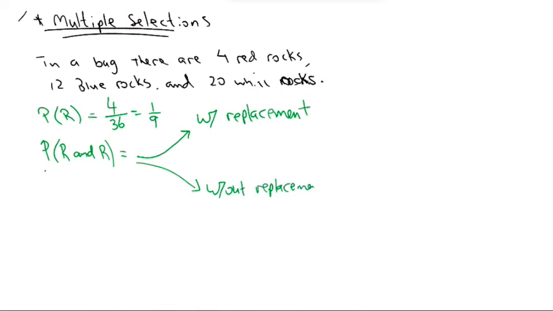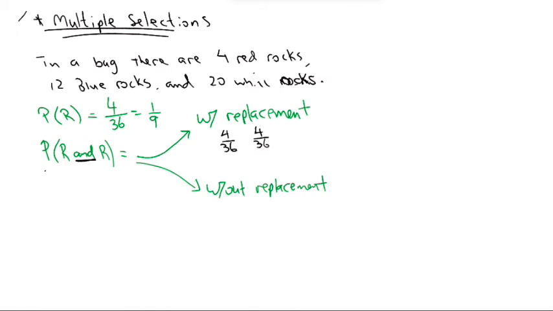There's other fancy words that go with it. This one is called dependent. This one is called independent. But I like with replacement and without replacement better. With replacement, the answer is this. What's the probability of selecting that first rock as red? 4 out of 36. Now we're going to put it back in the bag. What's the probability of selecting another red rock? 4 out of 36. What operation do I need to put in between them?